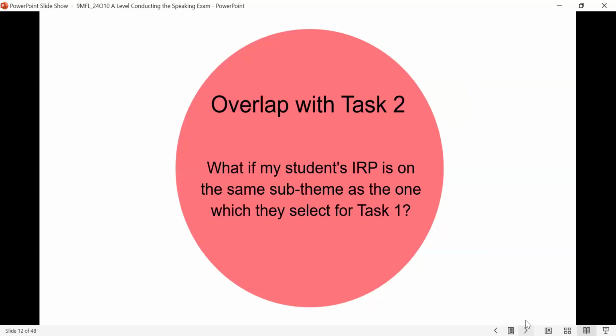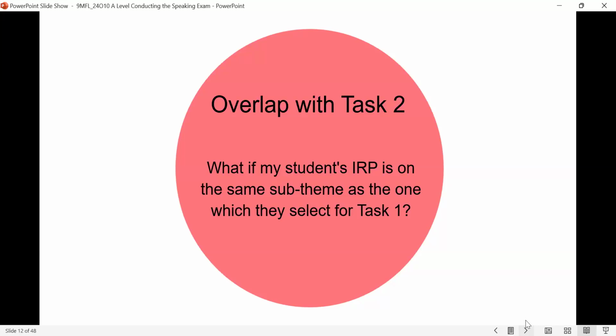Now, we've talked a bit about task one then. As I mentioned, you're going to ask the students the two questions exactly as they are printed on the card. You then maybe ask them one, possibly two other questions about the topic on the card.